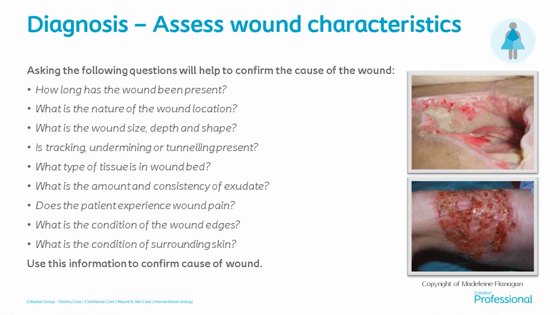So our diagnosis and wound characteristics, again, things that we need to look at. We can do that by asking the following questions as well as doing our physical examination. How long has the wound been present? What's the nature of the wound? What size is the wound and how deep is the wound? Is there tracking, undermining and tunnelling present? Are we seeing necrotic or devitalised tissue in the wound bed that we need to do something about? And the condition overall of the periwound skin and the whole limb, really.